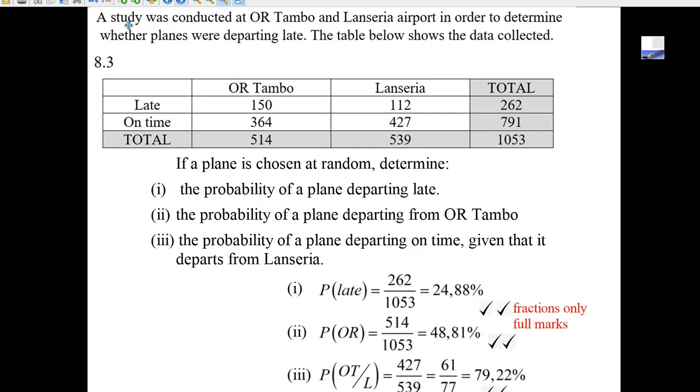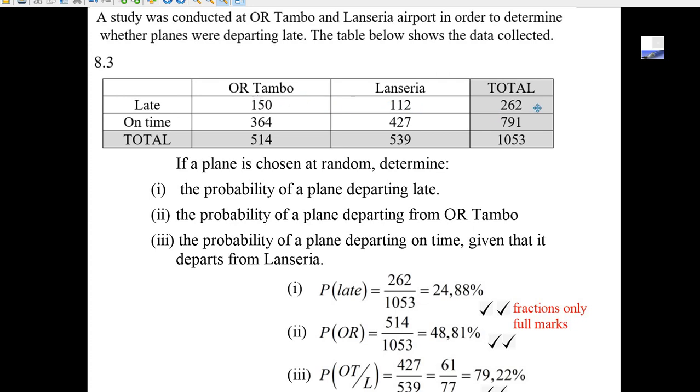Okay, let's look at the last question. There's a study conducted in a couple of airports, in order to determine whether planes are departing late. Okay, here's the table. These are the people being late at OR and Lanseria. These are people on time. There's totals for OR, totals going down this way. There's totals late, totals on time, and the total number of flights that they looked at here. These are all planes, yeah. So if a plane is chosen at random, determine the probability that the plane's going to depart late.